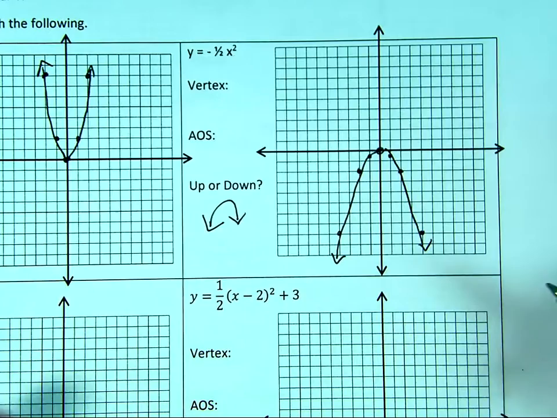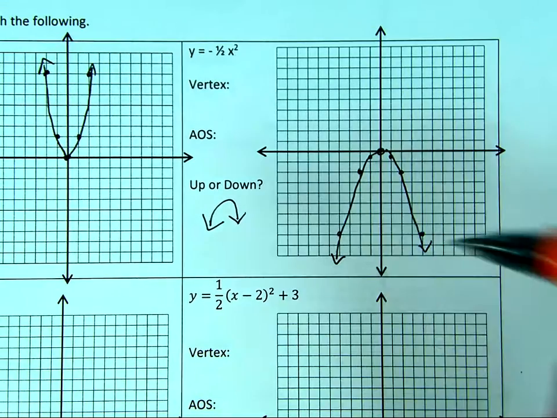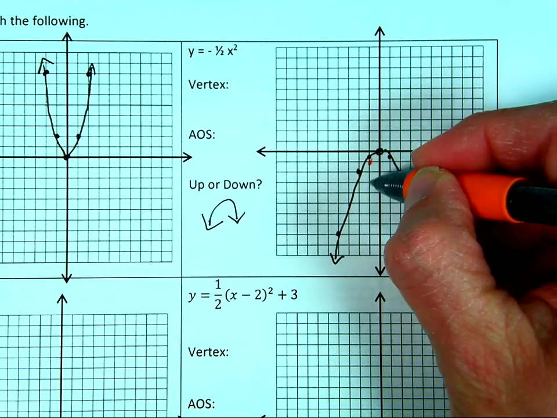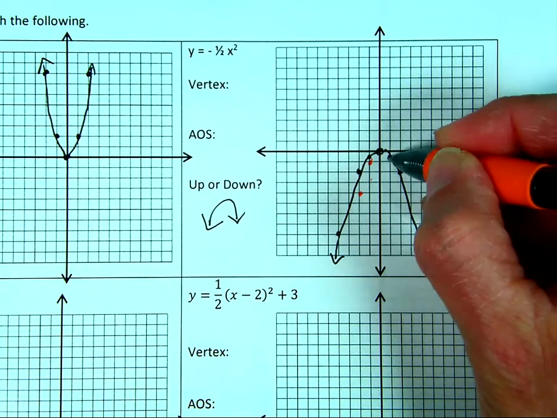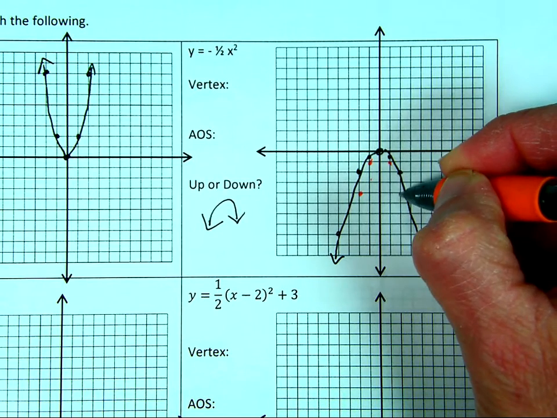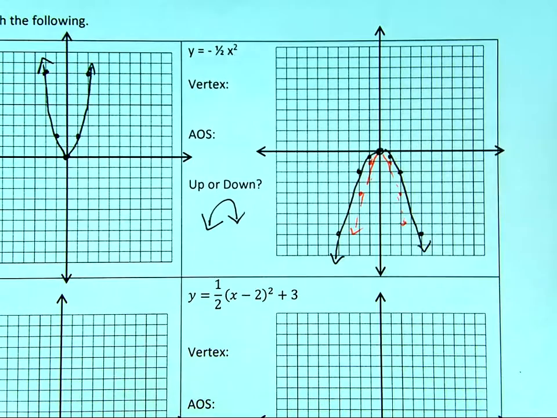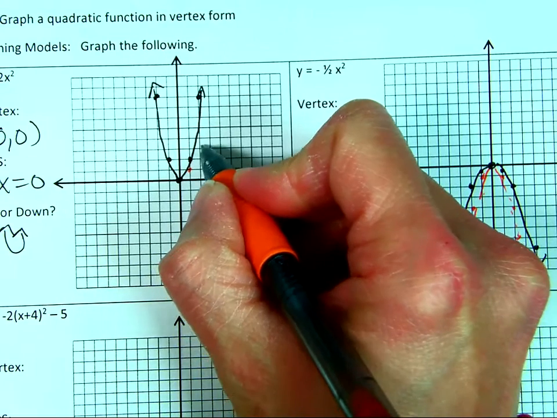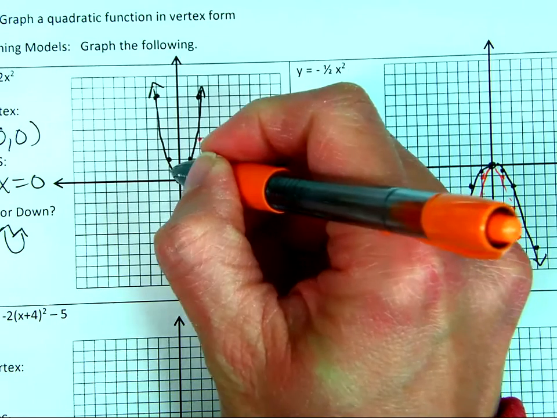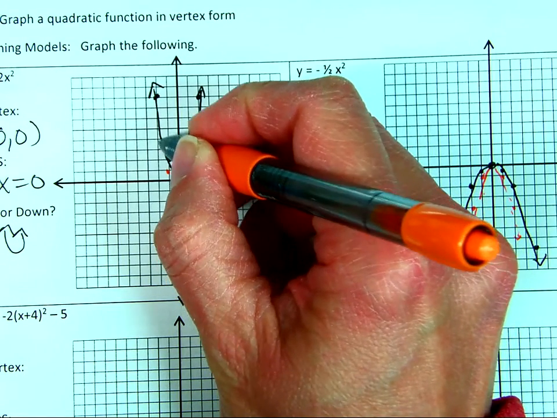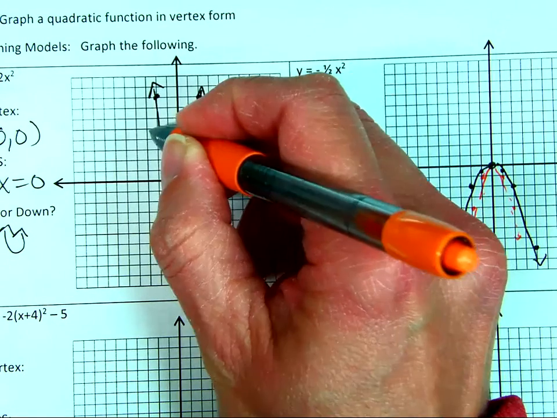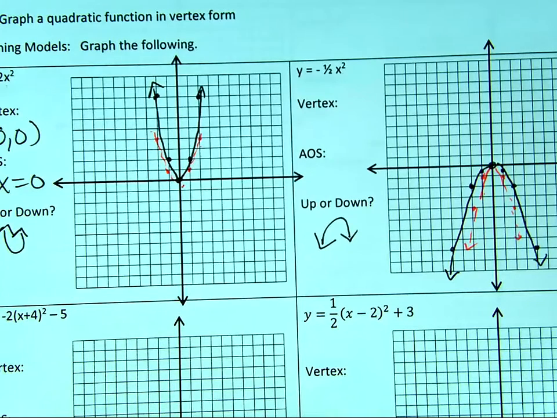So you can see, I could show you that if it was just the parent function, it would have looked like this. I'm going to just kind of dash that. You can see that it's wider, right? It's vertically compressed. Whereas this one, if we did it over here on this one, it would have looked like this. 1, 2, 3, 1, 2, 3. You can see that this one would have been a little bit skinnier.